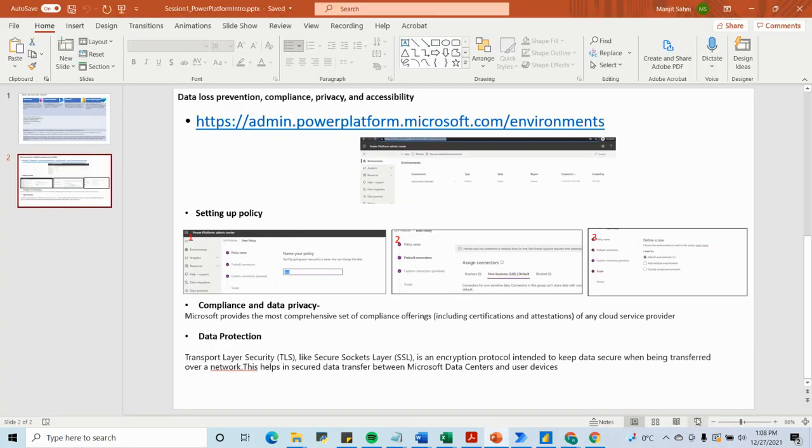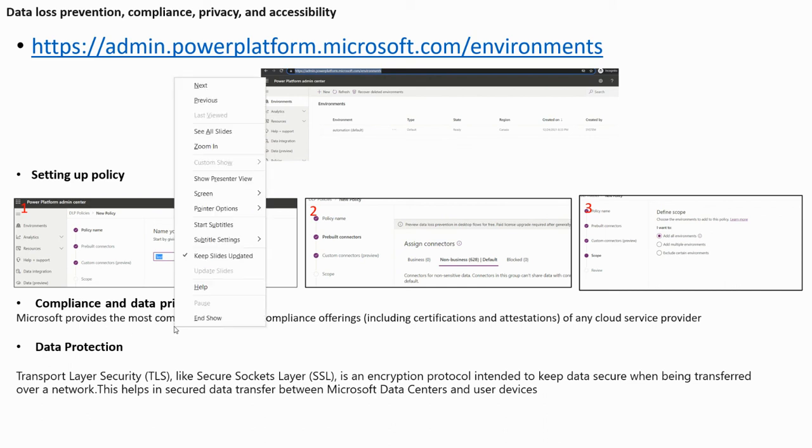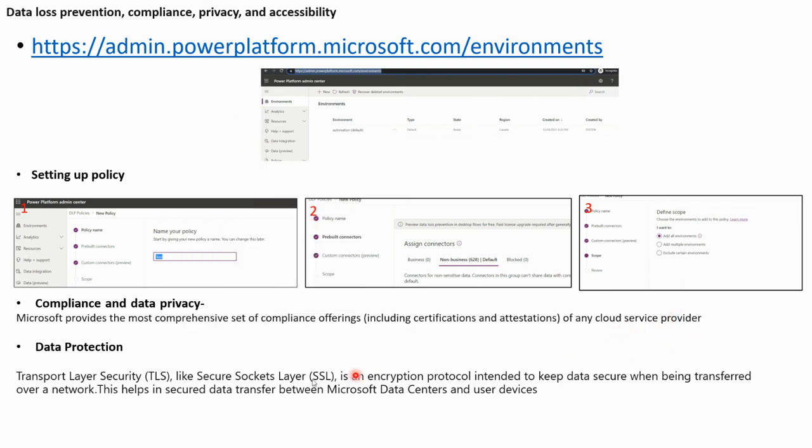Moving to the next one, what are compliance and data privacy? Microsoft is offering this data in the cloud. Needless to mention, Microsoft provides the most comprehensive set of offerings, which are applicable to any cloud service provider. Since we are also transferring data from user devices to the cloud, Microsoft uses Transport Layer Security. Currently they are using version 1.2, which helps in secure data transfer between Microsoft data centers and user devices.